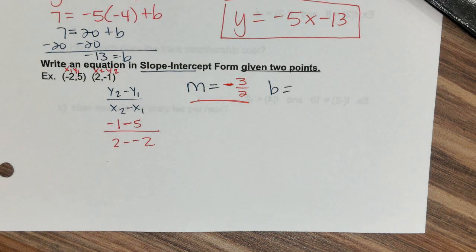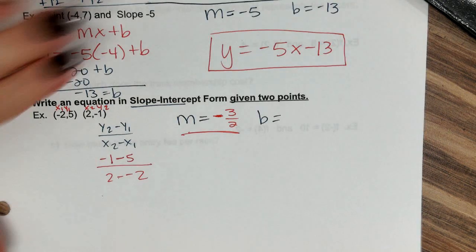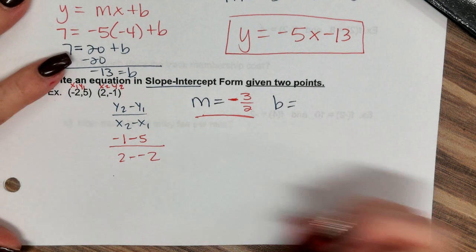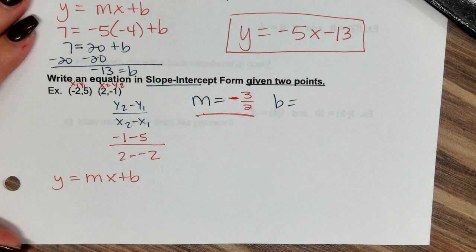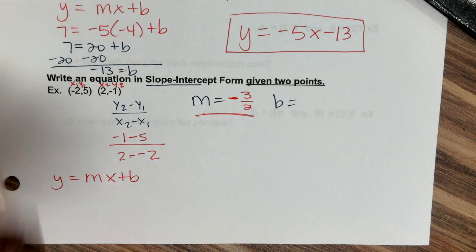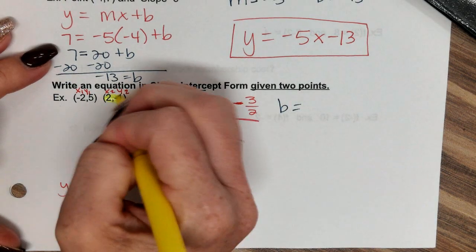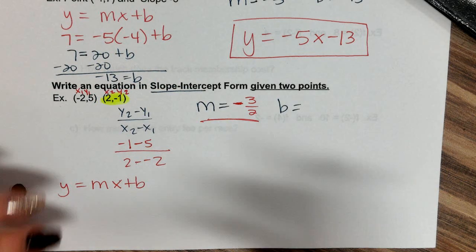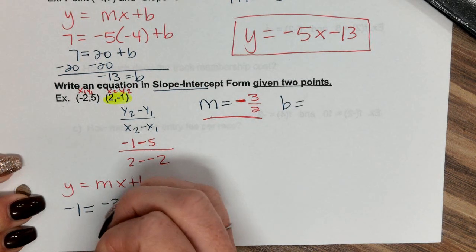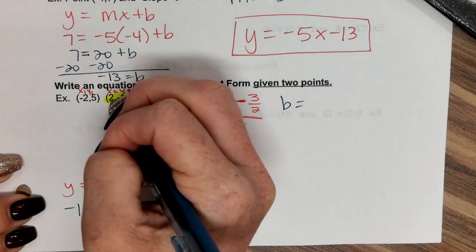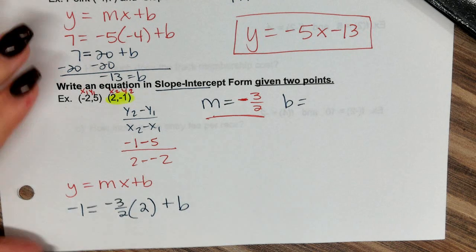Now that I have this piece, I can go solve for the b just like we did up here. So I'm going to write y equals mx plus b. And which one of these coordinates do y'all want to use? Which one? The second one? Okay. So I would do negative 1 equals my m, which is negative 3/2, times my x, which is 2, plus b.